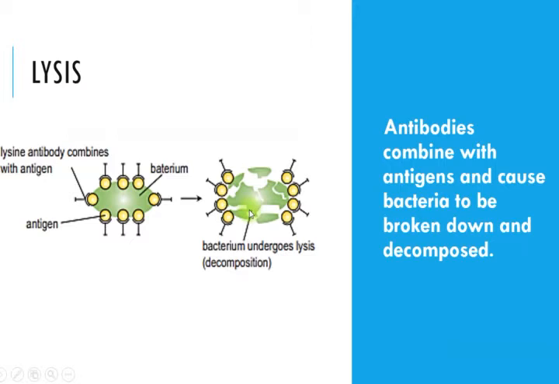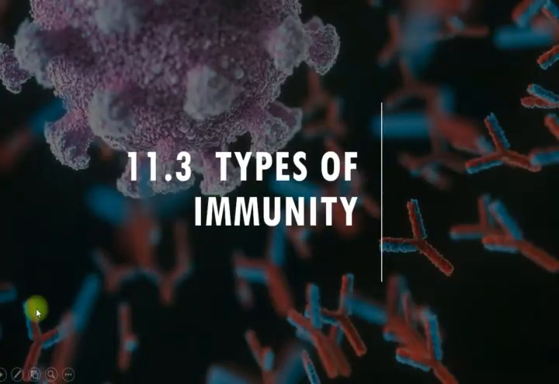So those are the 5 mechanisms of how antibodies destroy the pathogen. That is 11.2.